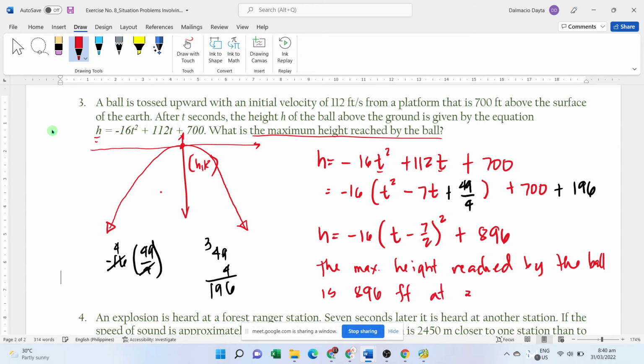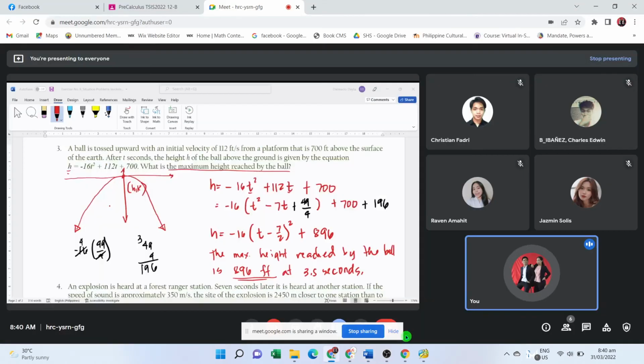At 3.5 seconds. Ito hindi naman tinatanong yung time. Nilagay ko lang sa answer. So 396 feet at 3.5 seconds. Any question? Problem number 3. Tama ba? Tama ba?